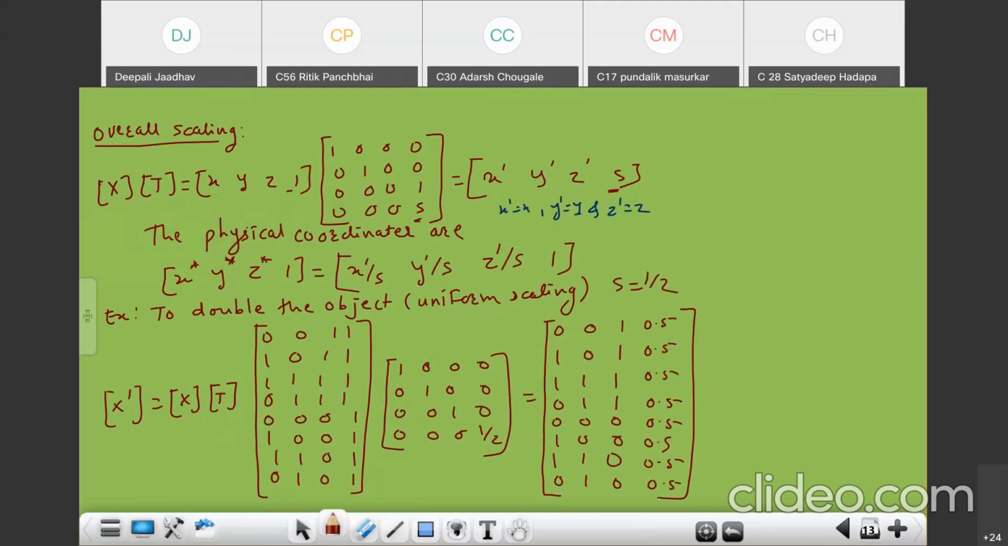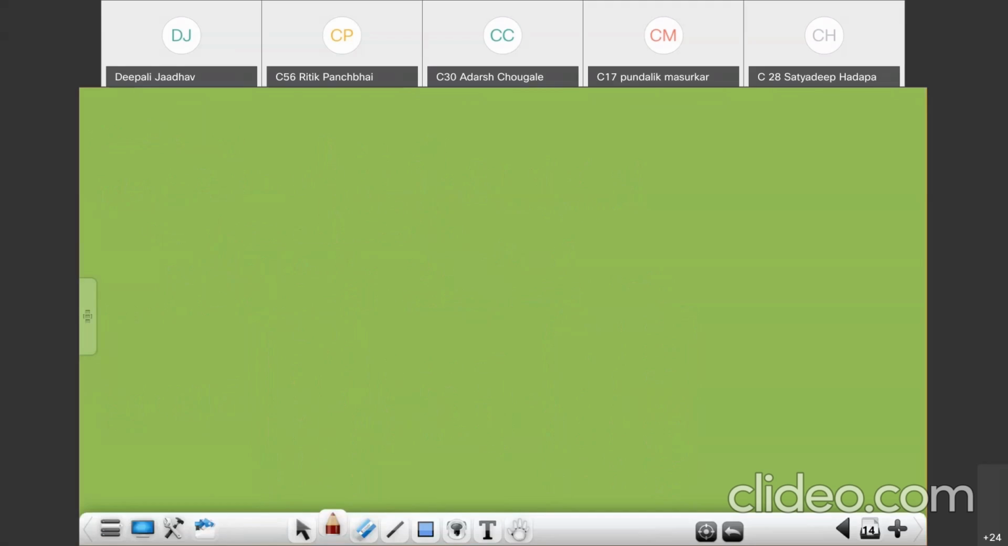Correct? So is this the final result? No. Why? Because the homogeneous coordinate value is here 1/2 and we want it to be 1. So what we need to do? We need to divide these values by 1/2. We divide these values by 1/2. So I write it in the next one.